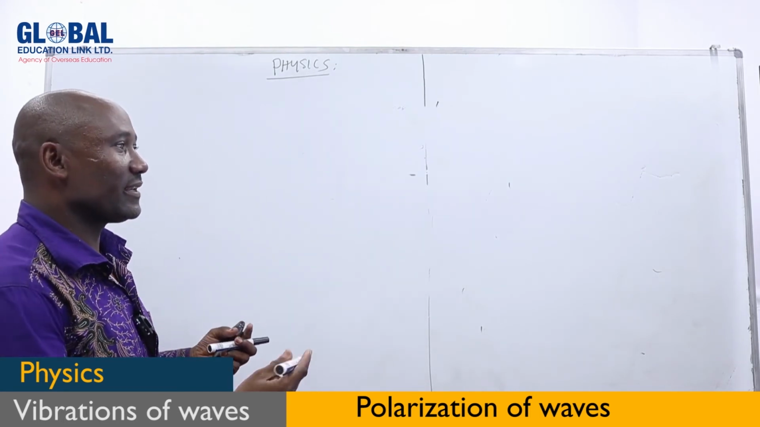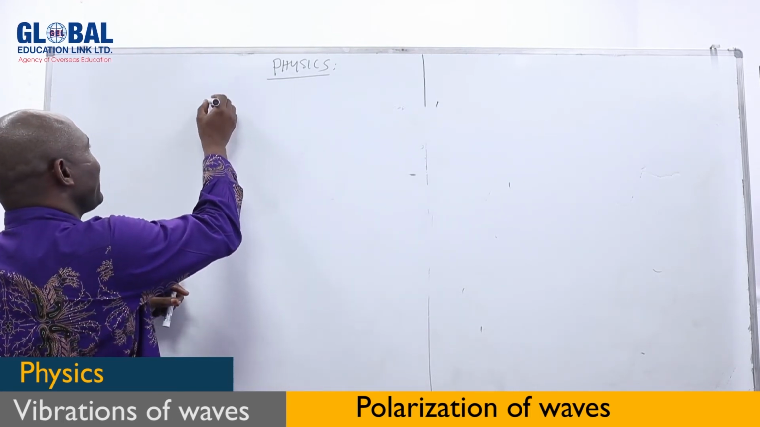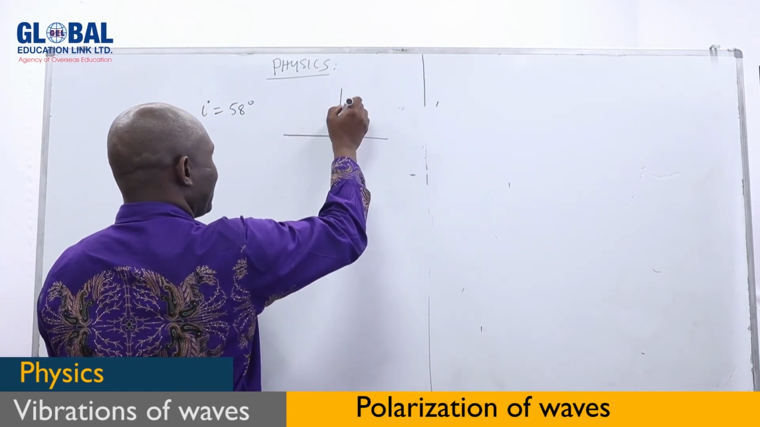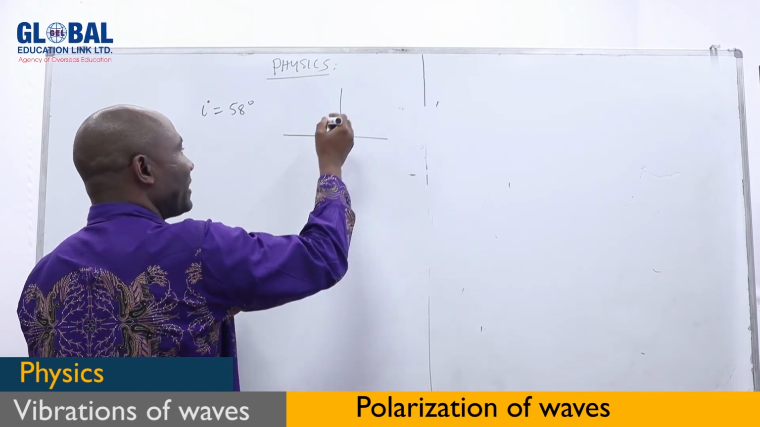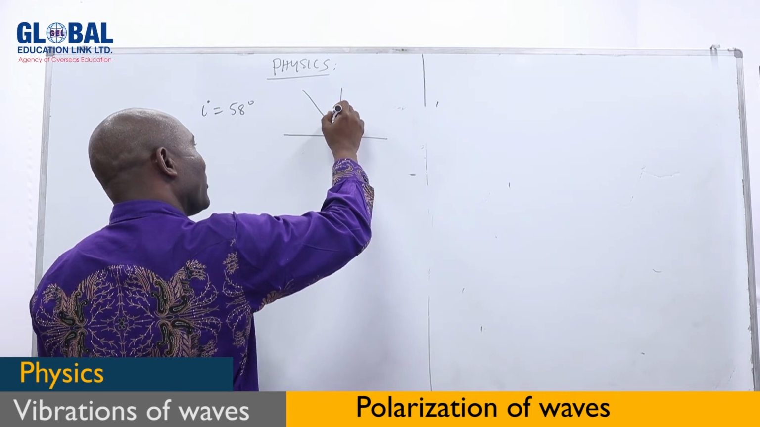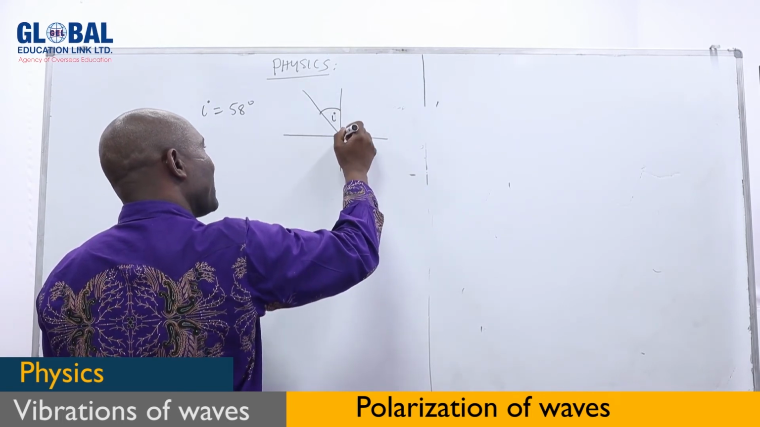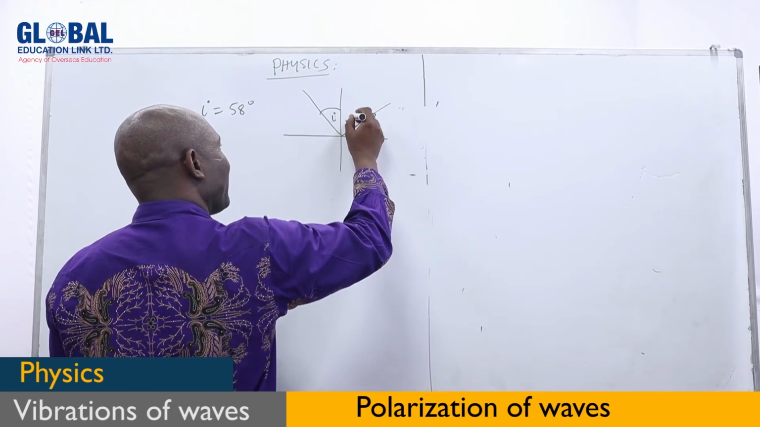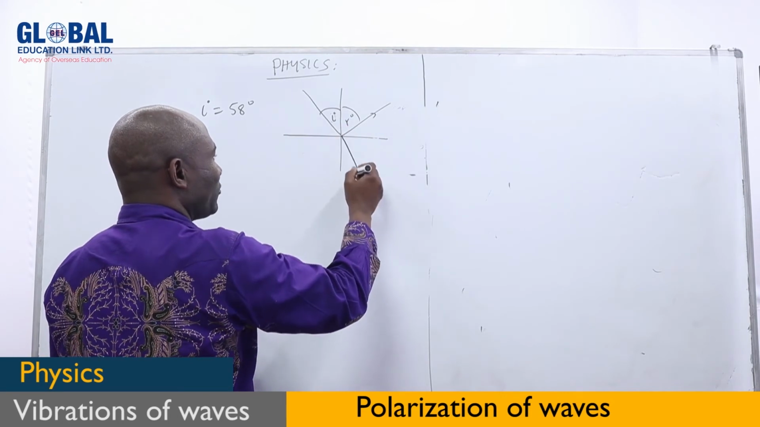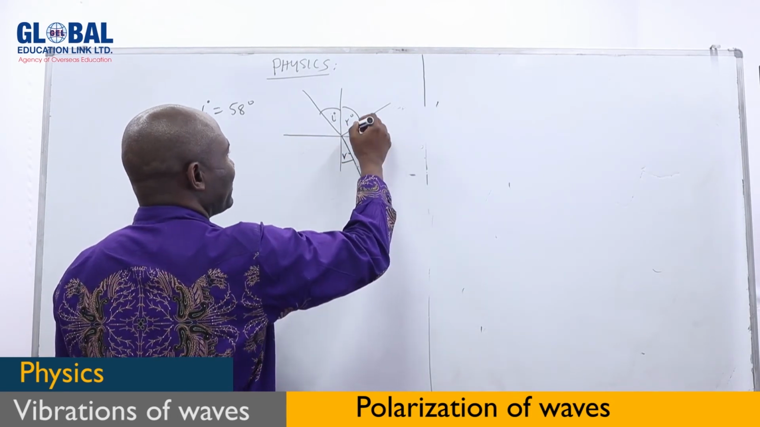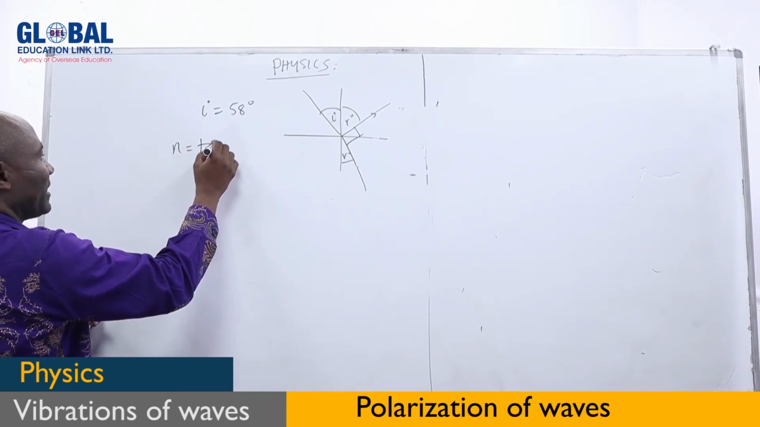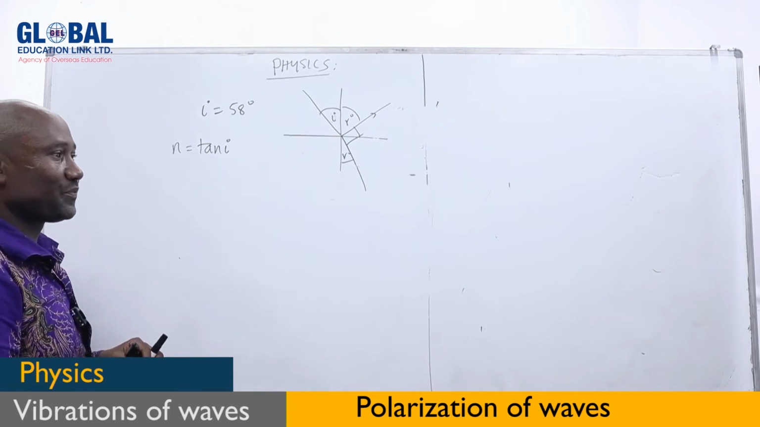So the angle of incidence is given. I is 58, the angle of incidence. The beam of unpolarized light is falling on the surface here. And that angle of incidence, sometimes we call the angle of polarization or polarizing angle, makes the beam which has been reflected here to be plane polarized. So this is 90 degrees. And from there, we are supposed to use the formula for tan of that angle.